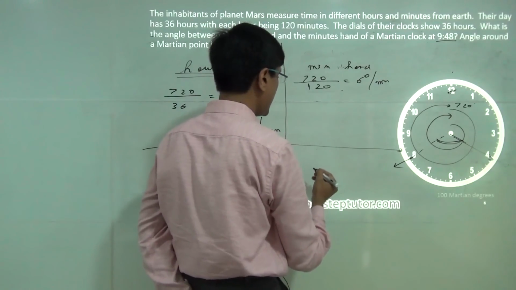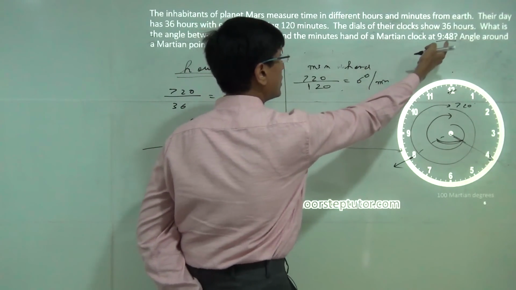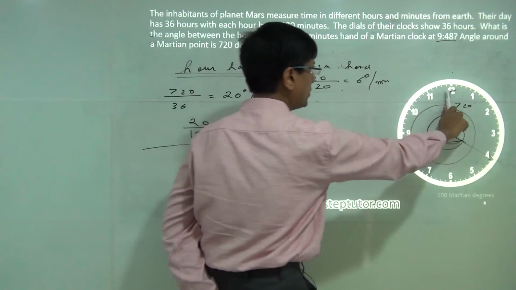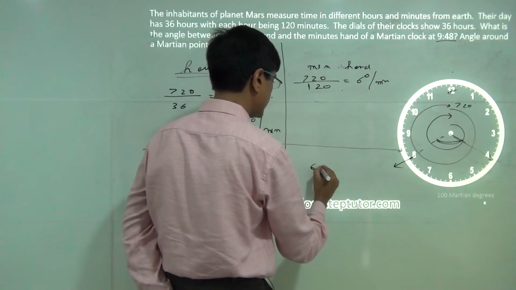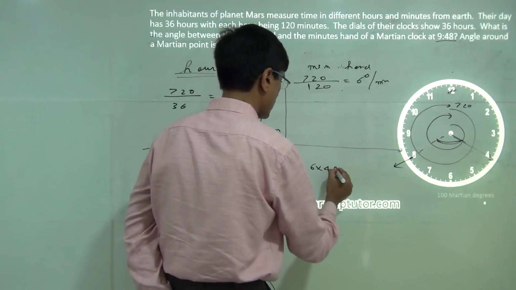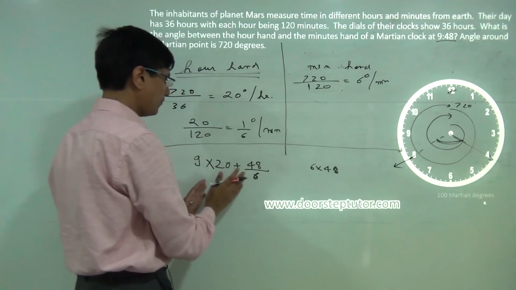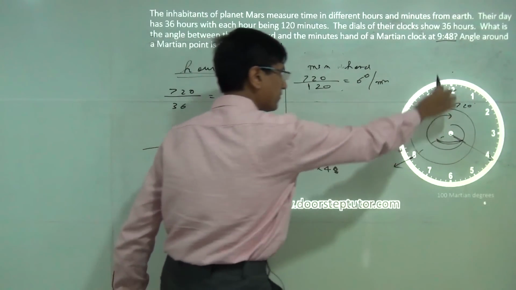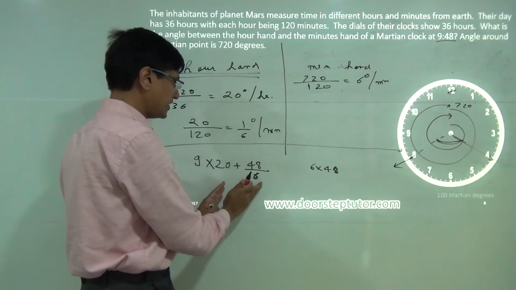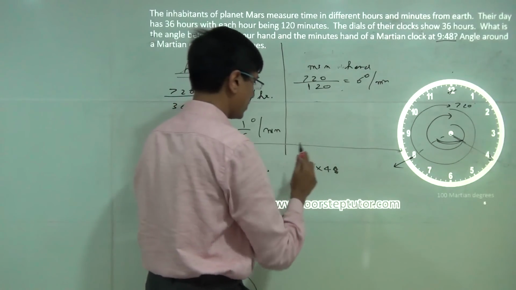What about the minute hand? How much would it have moved in 48 minutes? It starts from 0, and then for 48 minutes it has been ticking. So how much would it move? 6 into 48. So this is the angle from 12 o'clock, I mean our 12 o'clock, the angle from this vertical. This is the angle of the hour hand. This is the angle of the minute hand.